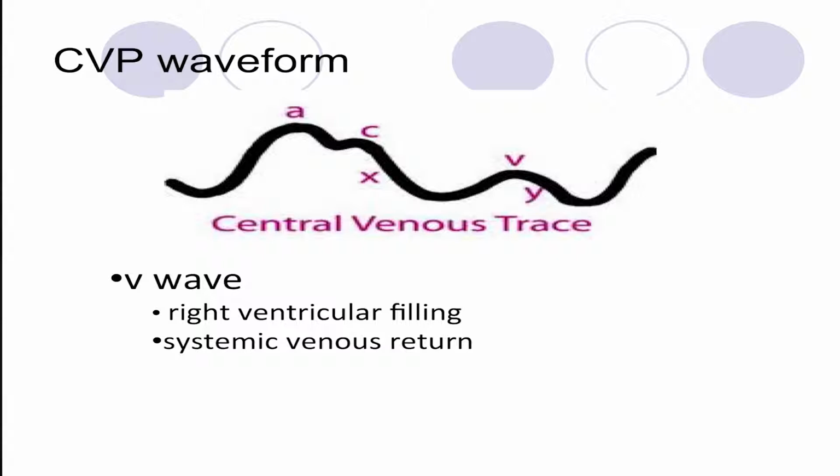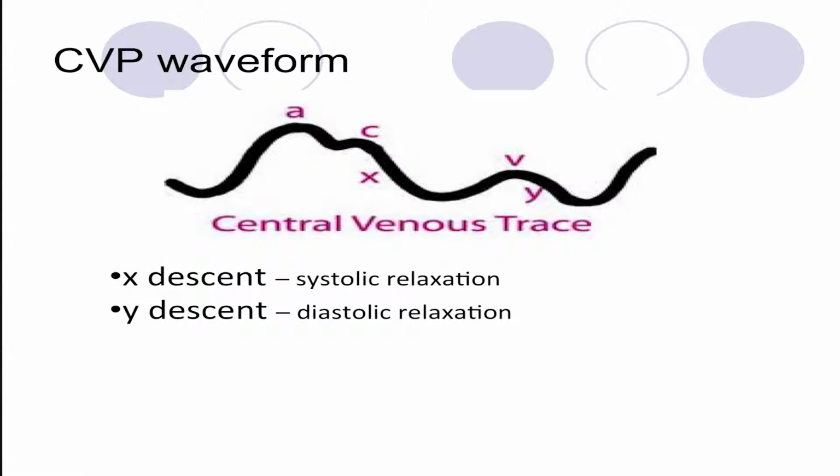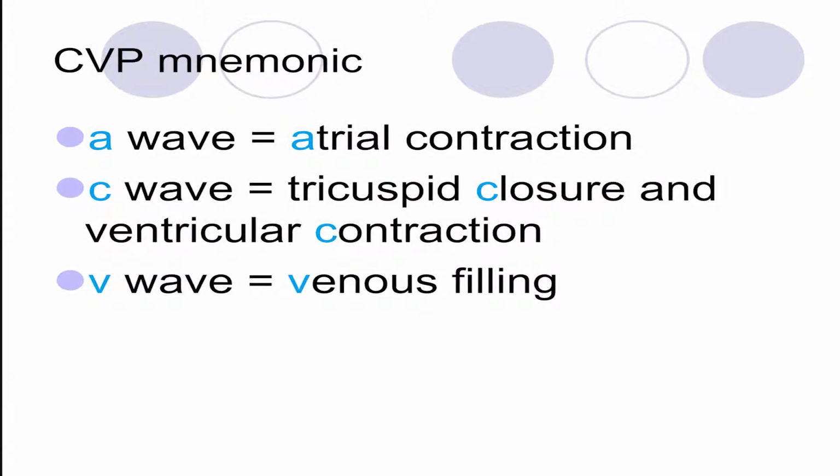V wave is your third wave after your first descent, and that's your right ventricular filling and your systemic venous return. And then you have two slopes. Your first one is X, and that's systolic, and Y is diastolic. Ways to remember this: A wave, atrial contraction. C is closure and contraction, and V wave is venous filling.